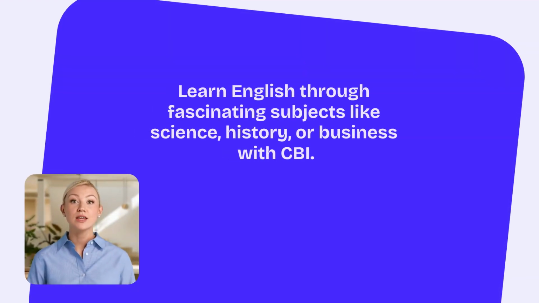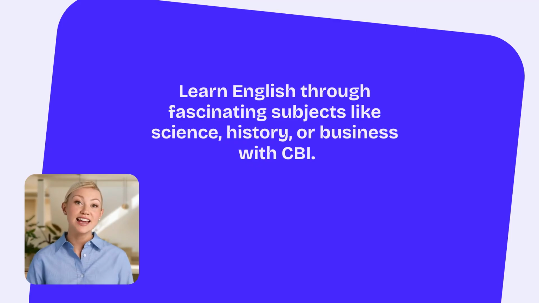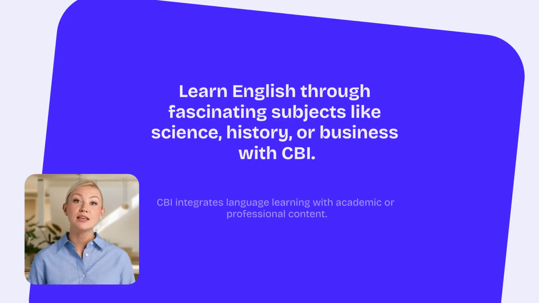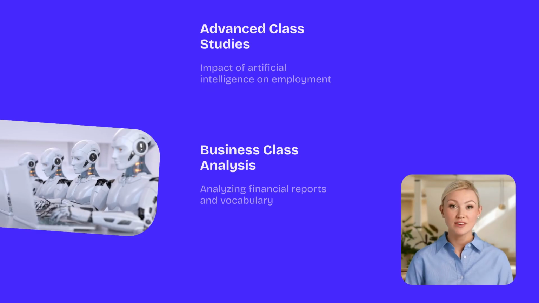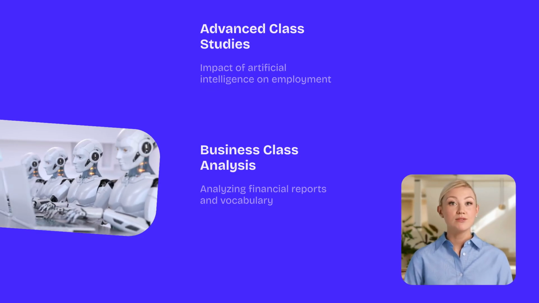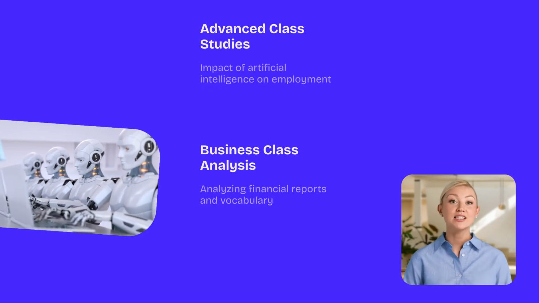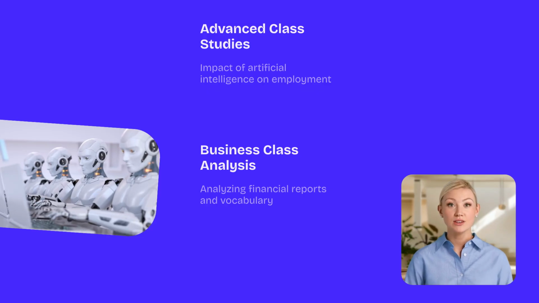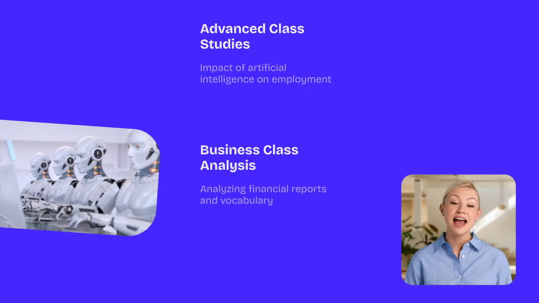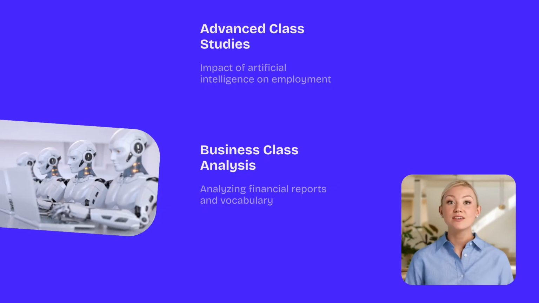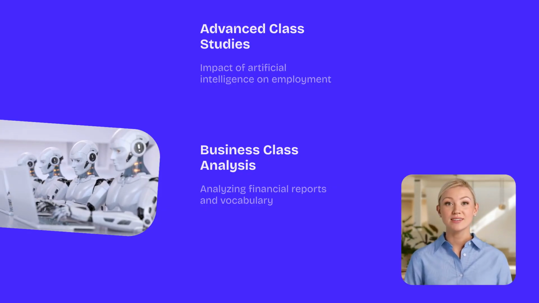Content-based instruction, CBI. Why not learn English while exploring fascinating subjects like science, history, or even business? CBI integrates language learning with academic or professional content. An advanced class might study the impact of artificial intelligence on employment, reading economic analyses, and then discussing policy solutions in English. Or a business class might analyze a multinational corporation's merger and acquisition strategy, learning relevant vocabulary and structures.